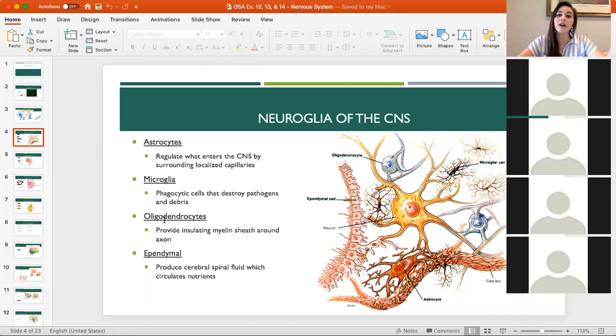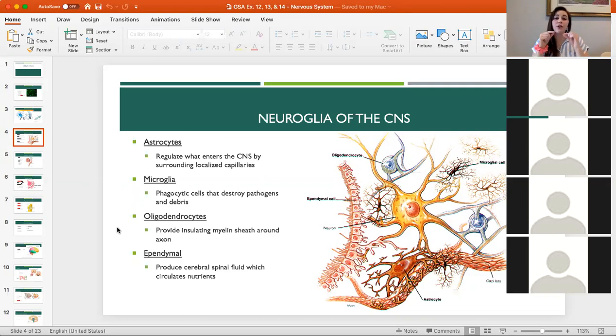All right, so let's look at our neuroglia of the central nervous system first. So first we have our astrocytes. This is just a cool picture. You don't have to know this. I'm not going to ask you to label it. We just have it here for fun. Okay, so we have our astrocytes, and those are going to be located around capillaries in the brain and the spinal cord.